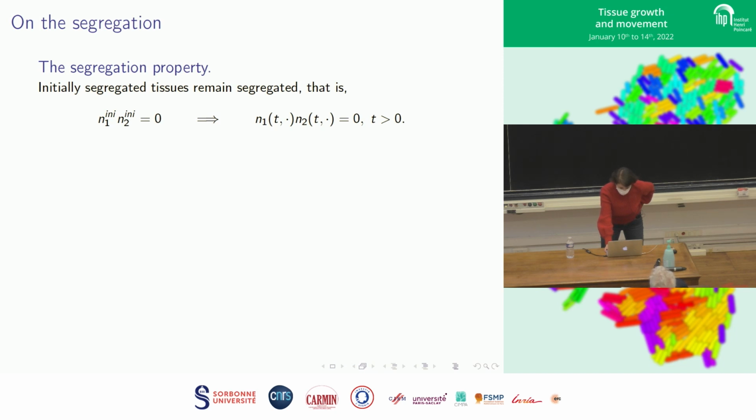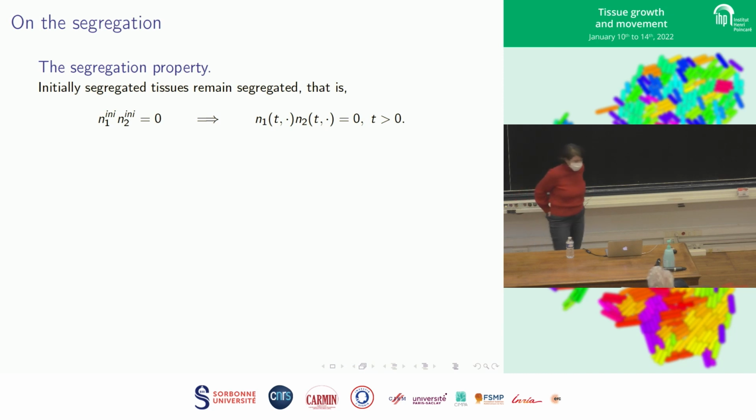Okay. Actually, for us, we thought that this was not enough, and we wanted to try to impose segregation. The thing is that in our case, the tissues that we will consider will be the neural tube and the PSM.